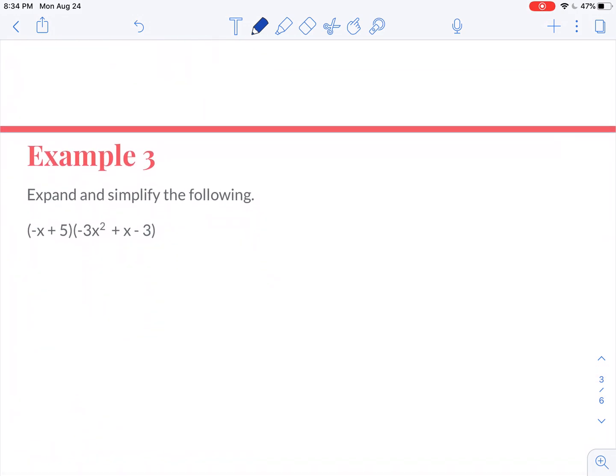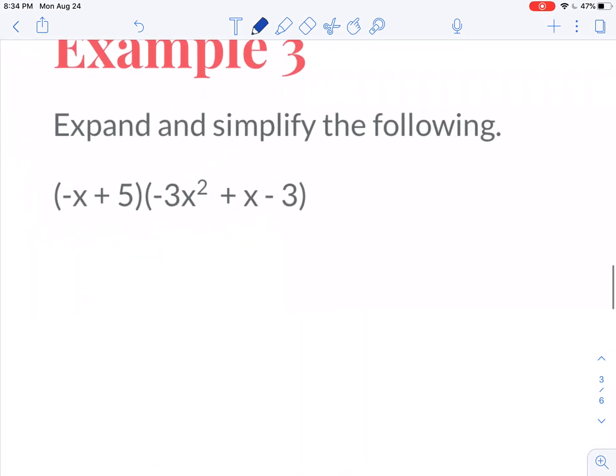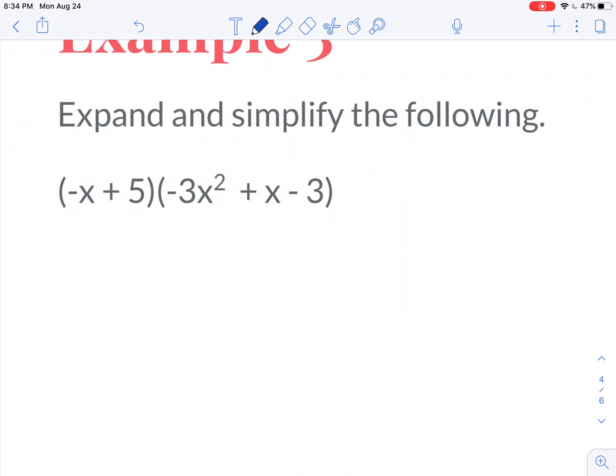The reason I don't like FOIL is because of this example here. If I use the term FOIL and I started talking about first, inner, outer, last, well, I've got a first. What's my outer? What's the inner? And the last, that means I'm skipping entire terms. I don't want to think in terms of FOIL. I want to think in terms of expanding. And I like thinking in terms of expanding as I'm just doing the distributive property with every single term here.